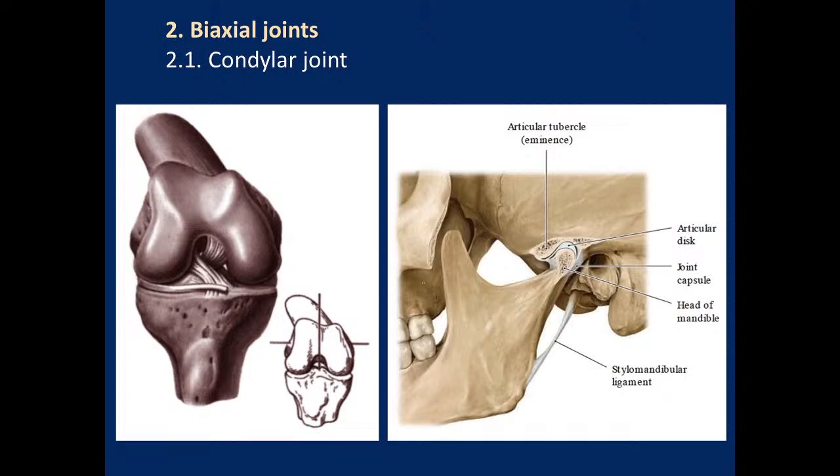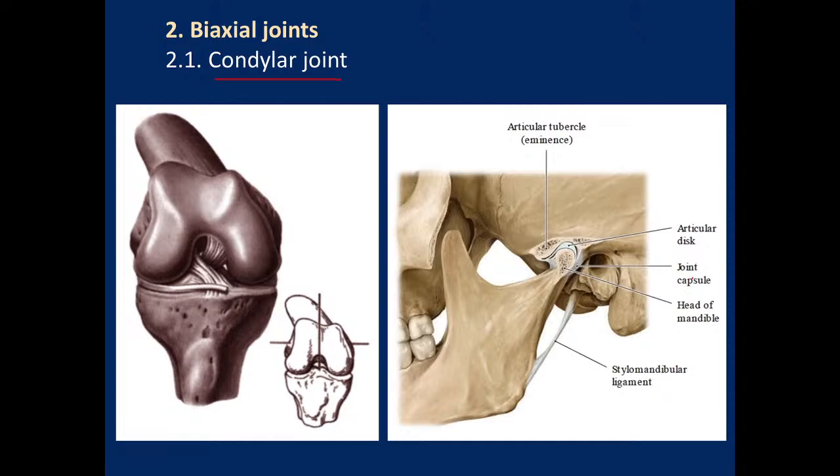The group of biaxial joints includes the condylar joint. This type of joint permits movement around two axes, frontal and vertical. It means they allow rotation in the joint and also flexion and extension.